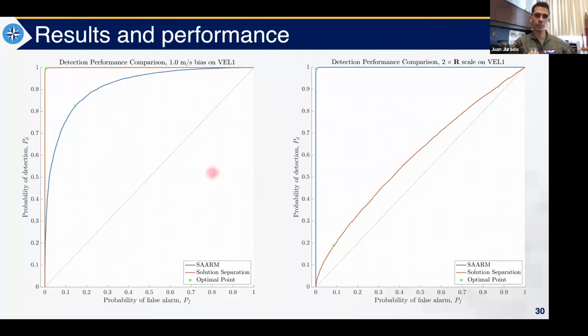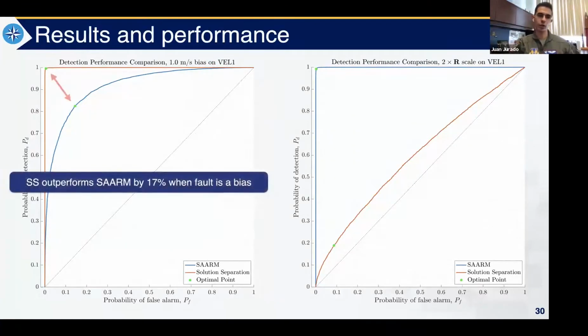What we see here is when the fault is a bias, when the fault actually moves the subfilter solution, then solution separation is actually better than SARM by about 17% in terms of probability of detect at the optimal detection point, or when lambda equals 1, right? When the slope of the curve equals 1, that's the Neyman-Pearson point. And so we chose to do our comparison at that point. And there, solution separation has a 17% better probability of detect than SARM.